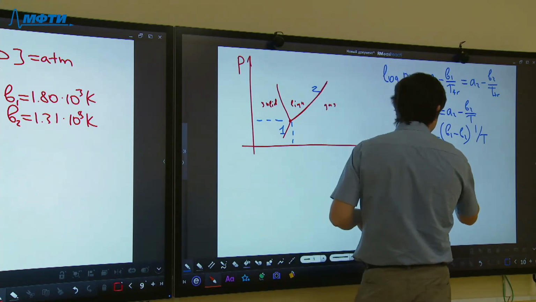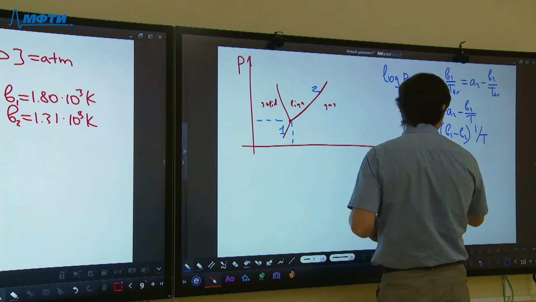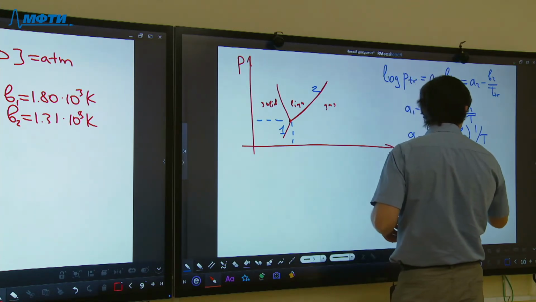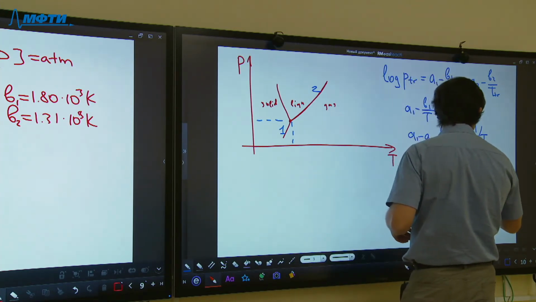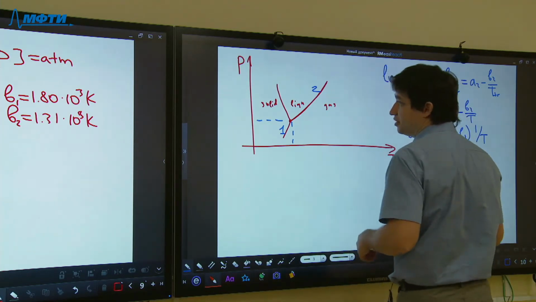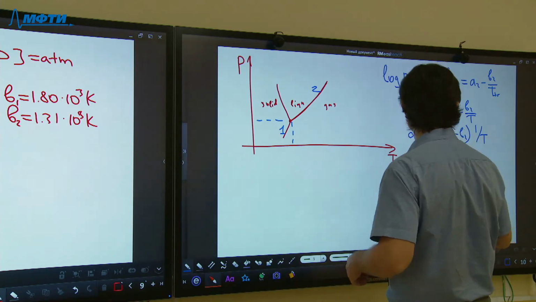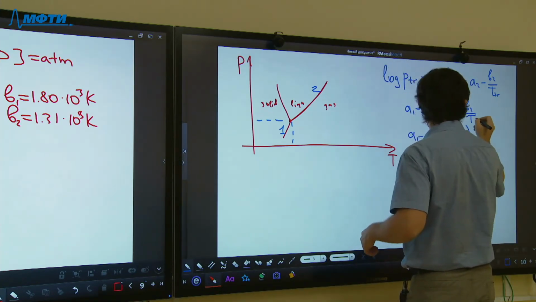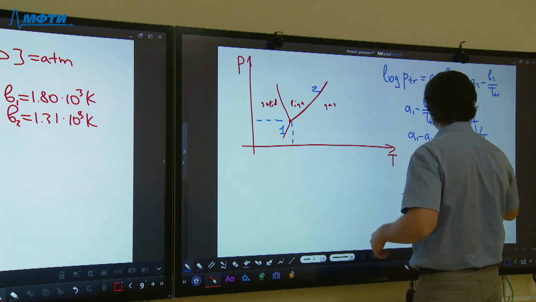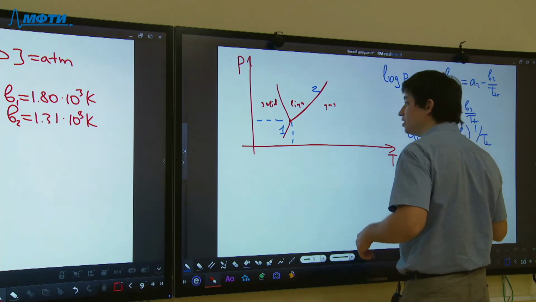So now I get the temperature as B1 minus B2 over A1 minus A2. Okay, now I can do the calculations. I'm just curious about what this triple point temperature is. So this is the triple point temperature here.